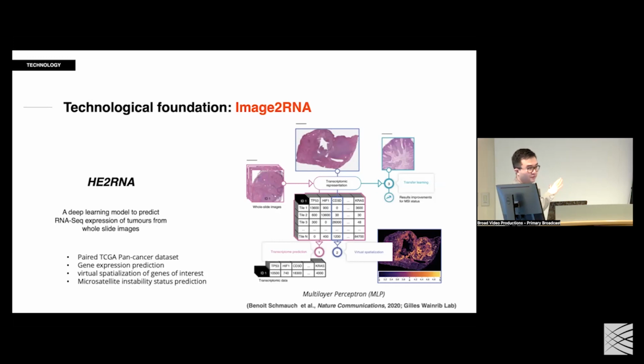So that was actually the foundation for why we started to think about Charles's work: how do you actually generate single-cell RNA-seq data from HE staining? But this work was mostly at the bulk level.